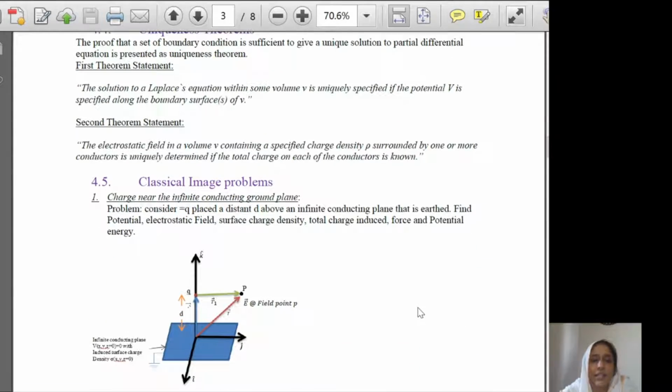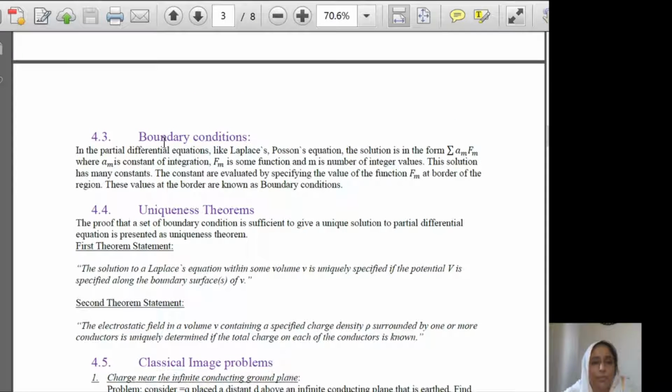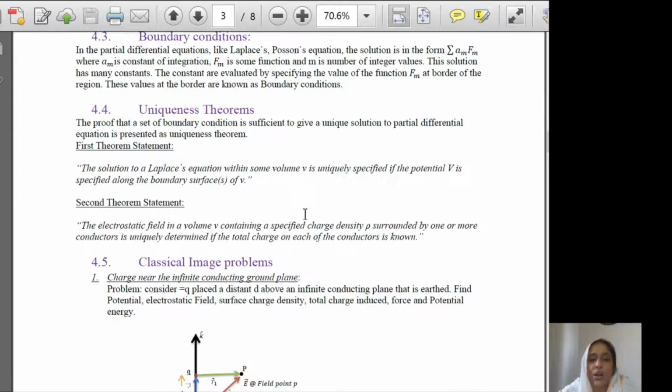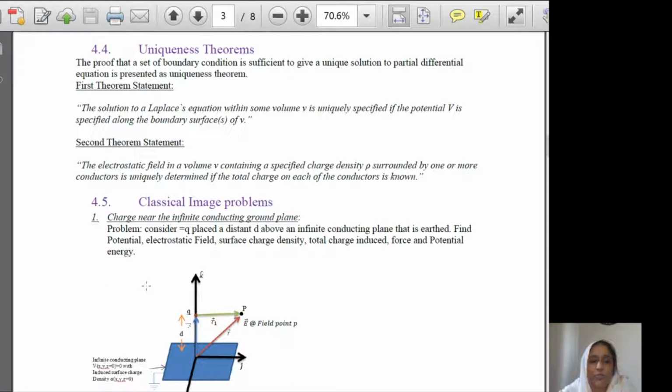Now, classical image problems depend upon the boundary condition and the uniqueness theorem. There is a classical image problem. These are the problems where we have applied these two theorems and find a solution. Now, first problem, charge near the infinite conducting plane.